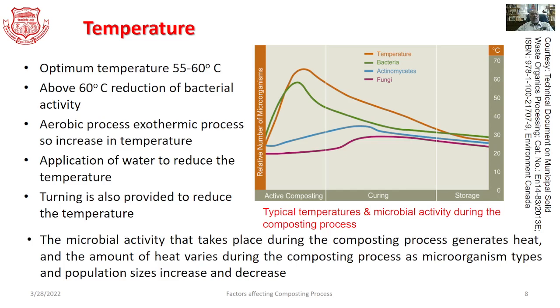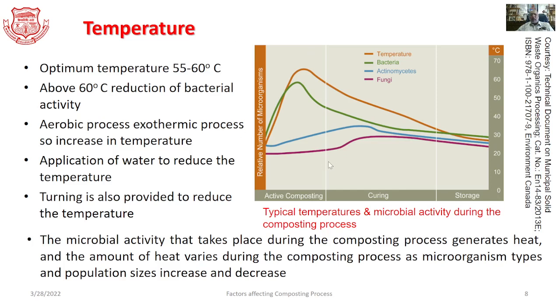For bacterial activity, we wish to have that temperature range optimally as 55 to 60 degrees centigrade. As we discussed initially for the microorganisms, above 60 degrees centigrade, there is a reduction in the bacterial activity. The aerobic processes are exothermic processes. Hence, there is an increase in the temperature of that compost pile.